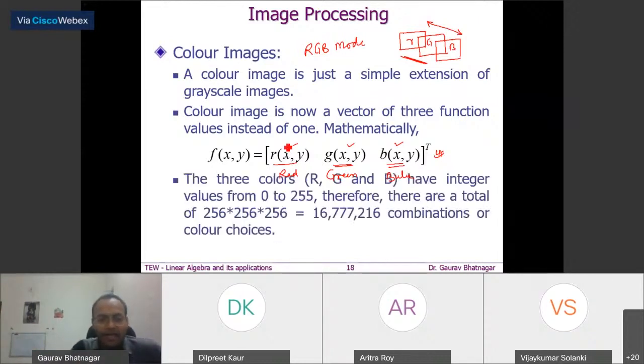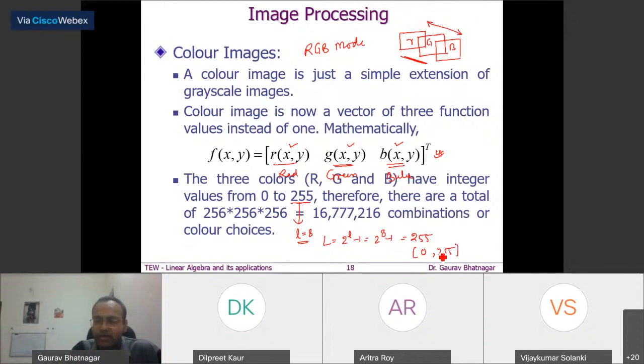So again, as I mentioned, in this, the three colors R, G, and B have integer values from 0 to 255. This 255 will come when I take small l equal to 8. This is the widely used setup for all the images. So they take the small value of L as 8, so the capital L will be 2 to the power L minus 1, or 2 to the power 8 minus 1. When you solve it, you will get the value 255. So their dynamic range is going to be 0 to 255.